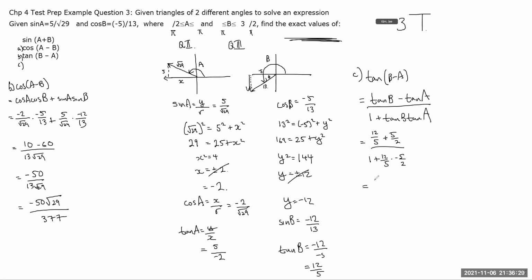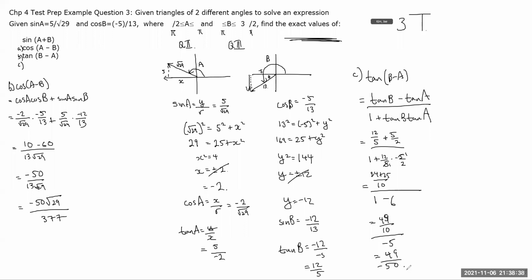Very quickly, the numerator becomes a denominator of 10. That's 24 plus 25 over 10, so 49 over 10. And the denominator: 1 minus 6, so a negative 5. I really hope I'm not getting this wrong. So that is 49 over 10, all divided by negative 5. If I divide that correctly, that would be 49 over negative 50. There's your exact value. Give me a second while I confirm that I didn't make any mistakes.